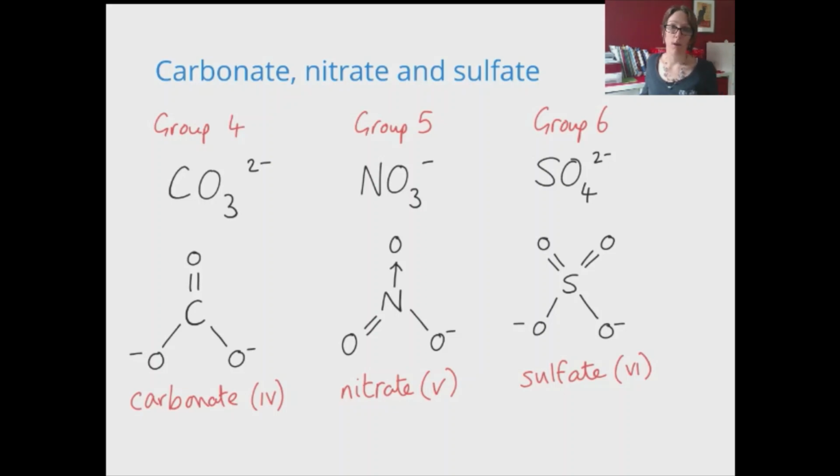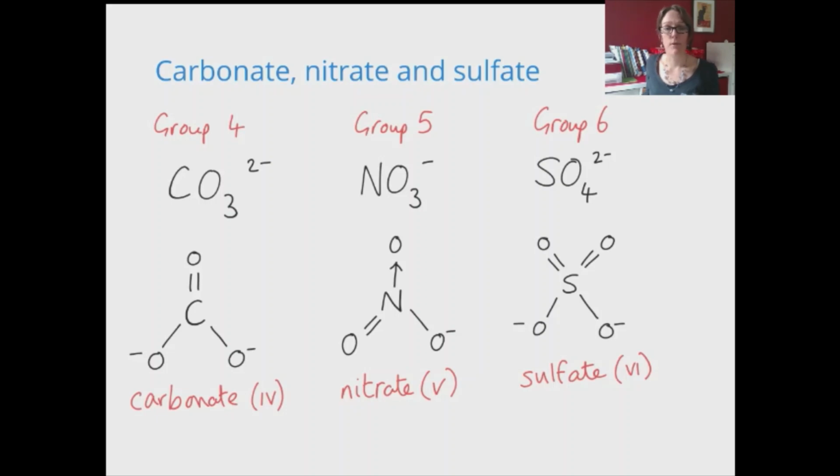And then there are some trends that can help us with the common ions that we see that we don't give oxidation numbers to because they are so common. We don't tend to give the proper names to carbonate, nitrate and sulfate. They're just ones we had to learn at GCSE. So carbon's in group 4.